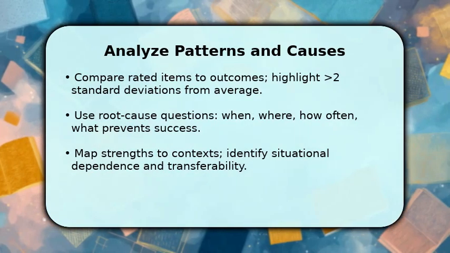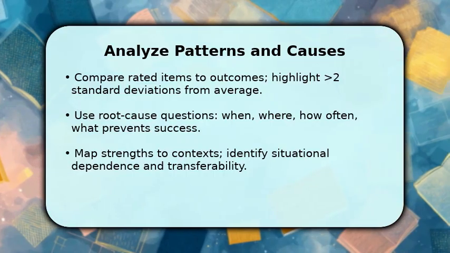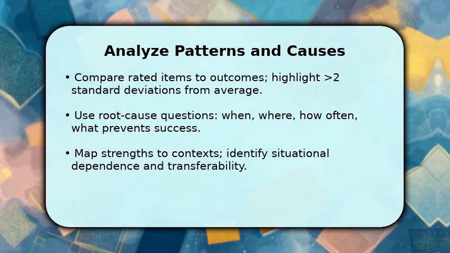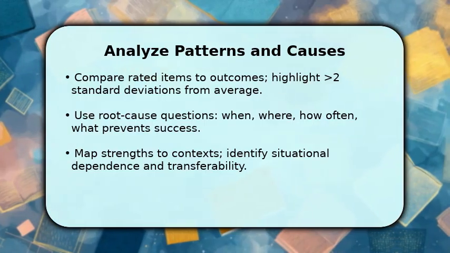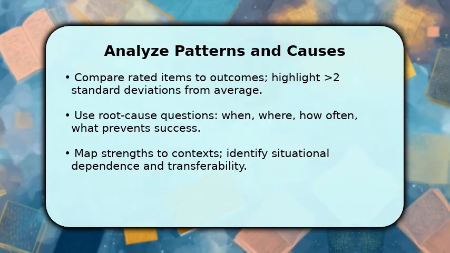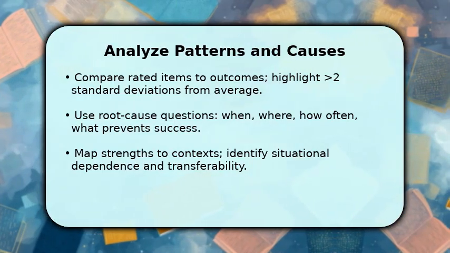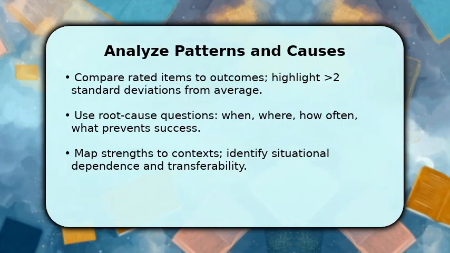Are gaps clustered by topic, context, or timing? Ask root cause questions aloud. When does the issue appear? What interrupts performance? How often do errors recur? Make sure to link each rated weakness to its probable cause and record examples. Simultaneously, examine strengths for contexts where you consistently excel, because understanding transferability reveals where to leverage skills.